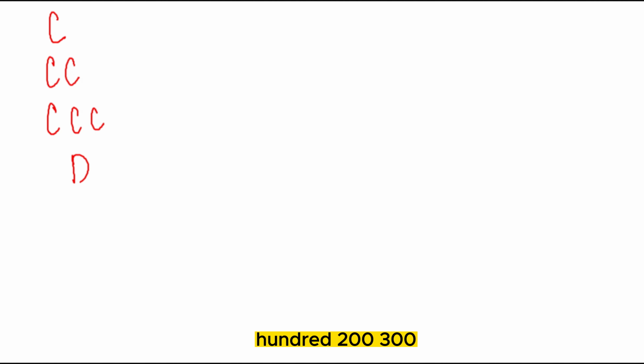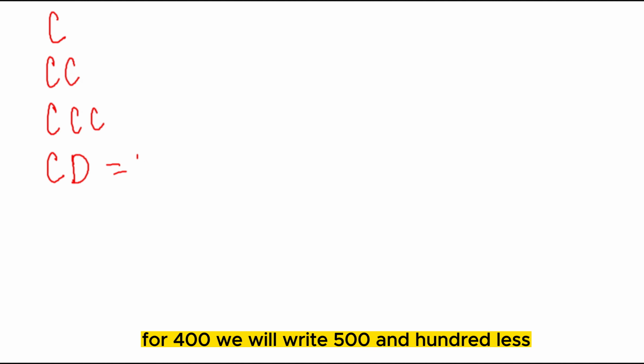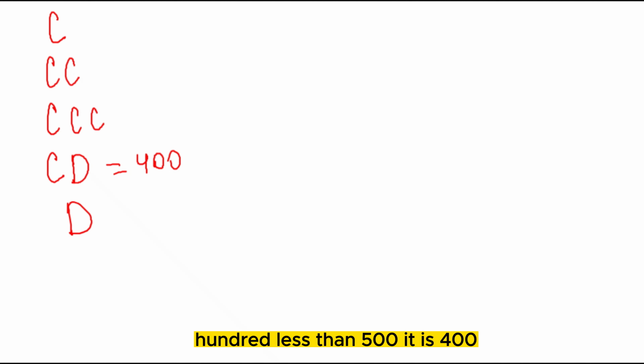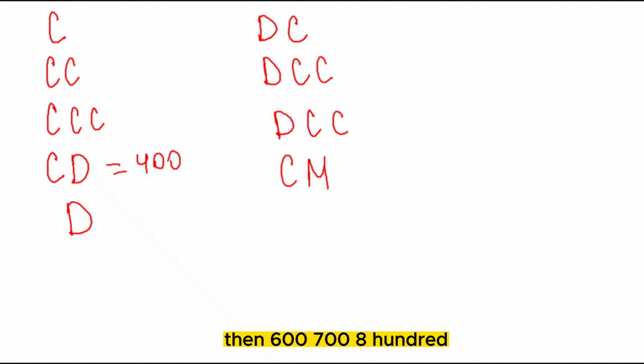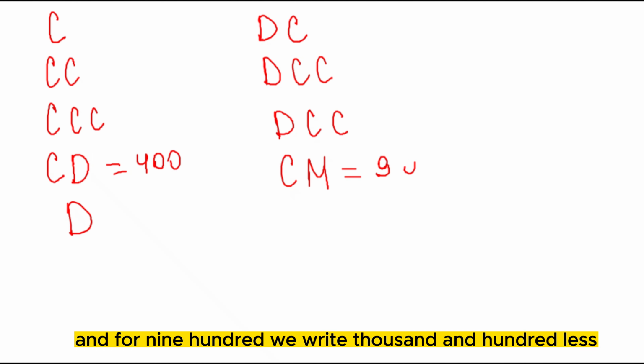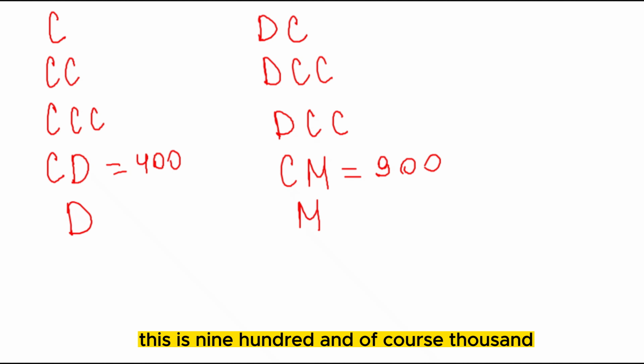100, 200, 300. For 400, we will write 500 and 100 less. 100 less than 500, it is 400. And D is 500, then 600, 700, 800, and for 900 we write 1000 and 100 less. This is 900 and of course 1000.